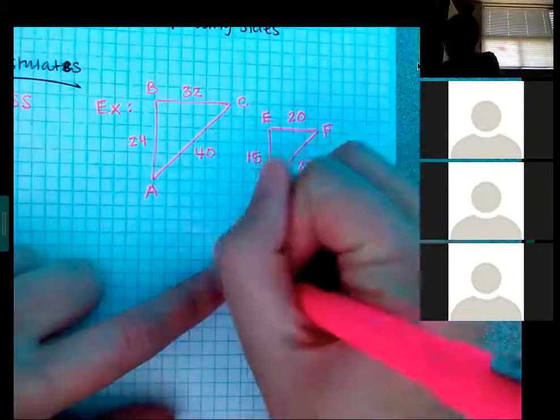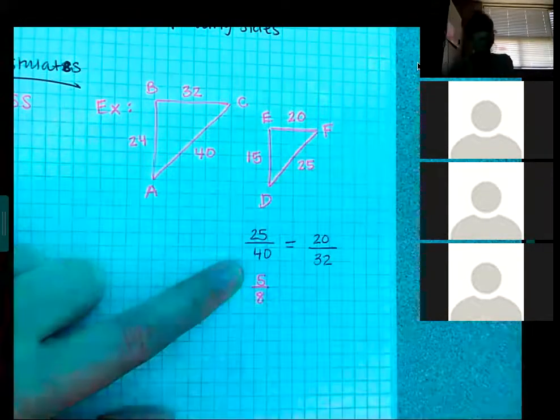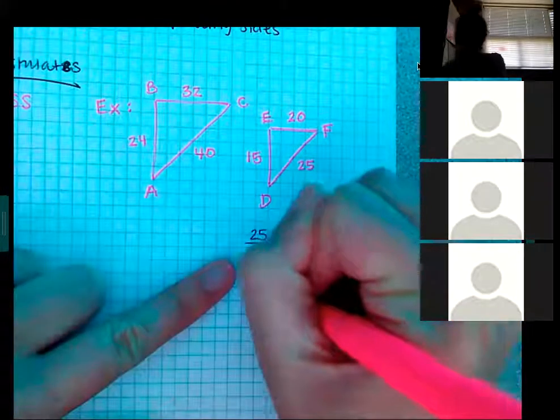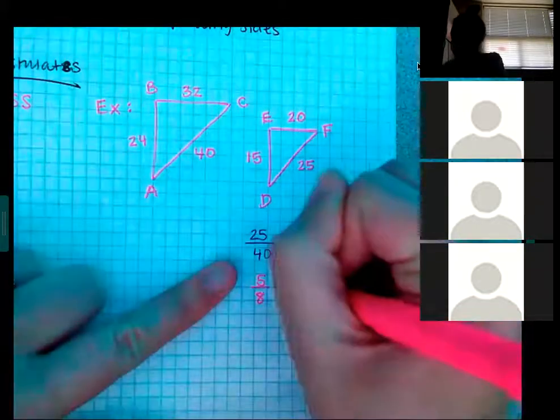5 over 8. I'm worried about some of y'all. 5 goes into both of those. That reduces to 5 over 8, right? Okay, what about 20 over 32? What does that reduce to? 5 over 8. Very good.